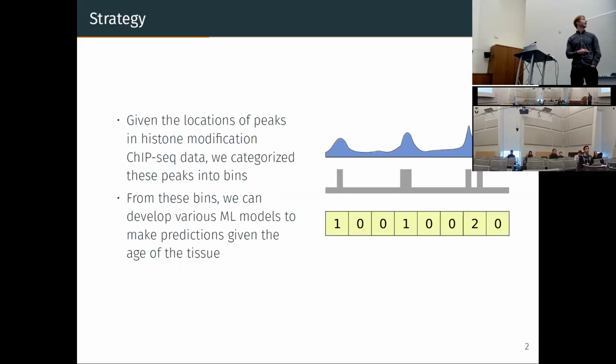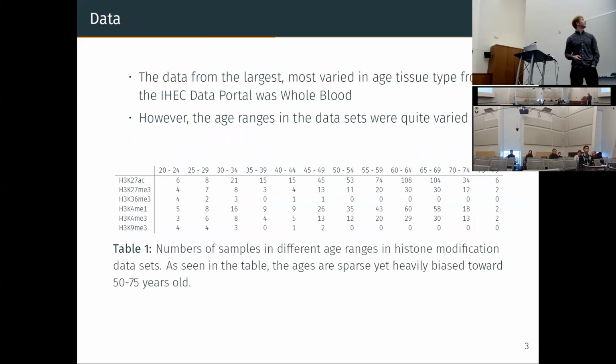And the important thing is not just predicting age, but from these machine learning models, we want to see the interpretability of these. So in a linear model, a larger weight would imply that that region is more important, judging by the difference in the counts of peaks in that area.